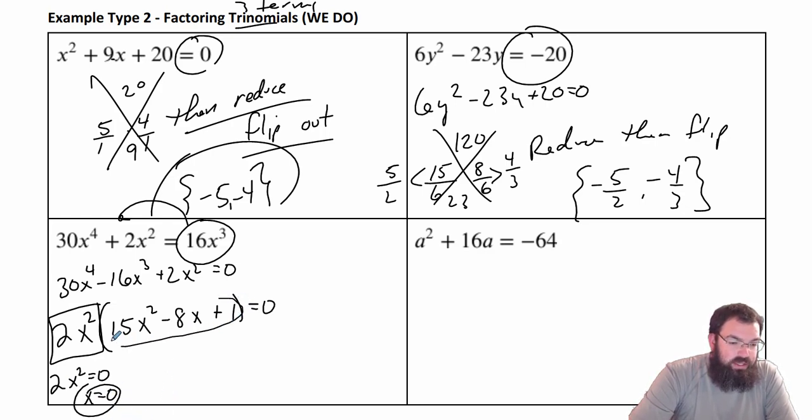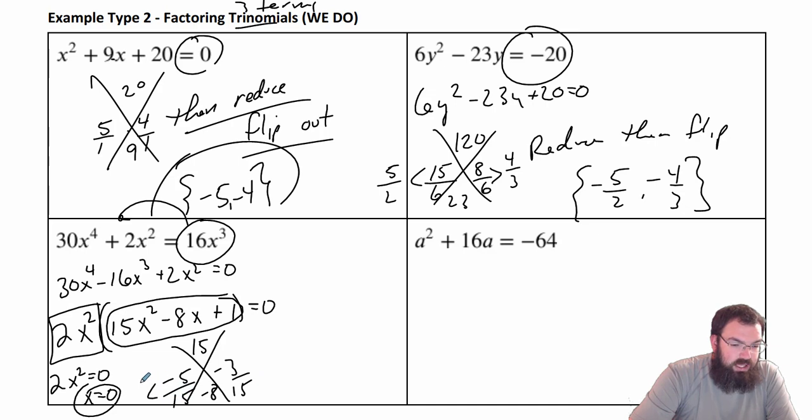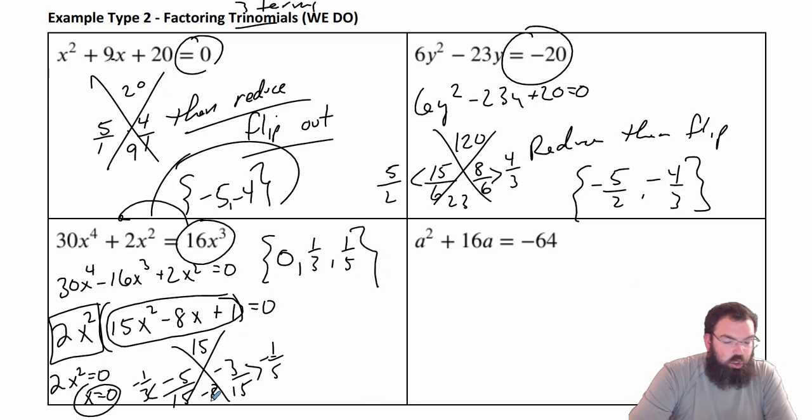Then I'm going to take this and I'm going to factor it. So I get 15, -8, -5, -3. Divide by the a, which is now 15. Reduce, -1/3. Reduce, -1/5. Flip. So my answers are 0, comma, 1/3 positive and 1/5 positive after I flipped, in curly brackets.